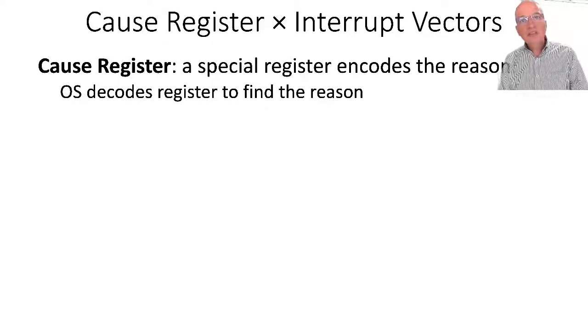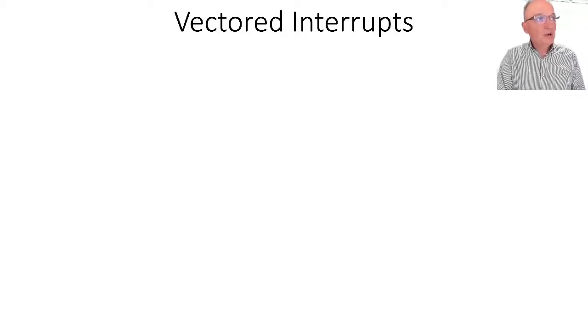The cause register is a special register that will encode the reason, so the OS decodes the register to find the reason. There is a single register in the processor, and that register will hold a number, and each number will correspond to a different reason for the exception. All you have to do then is read that register and decode the value that's there to find out what the exception was, what the cause was.